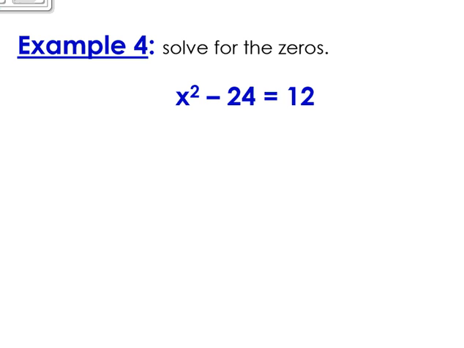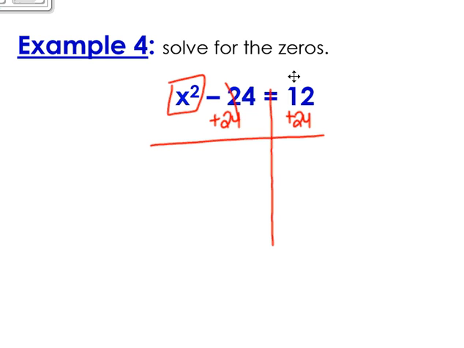So another example. I'm trying to get x by itself. The first thing I need to do is add 24. And this is different because the 24 isn't in parentheses. The 24 isn't being squared, so I can't take the square root yet. I've got to move the 24 to the other side. And when I do that, I get 36. Now I've got x squared, so I have to take the plus or minus the square root of both sides. And when I do this, I get positive and negative 6. So the ordered pairs are 6, 0, and negative 6, 0.